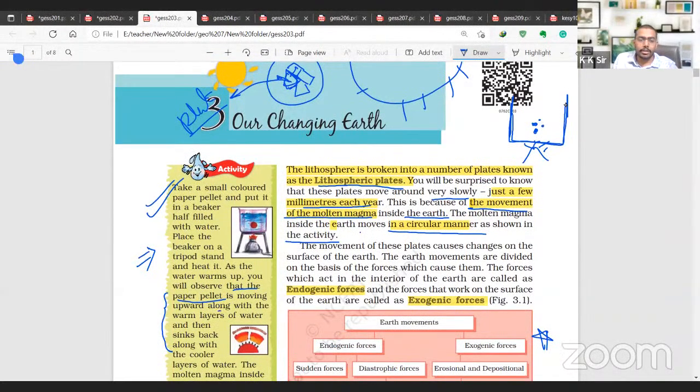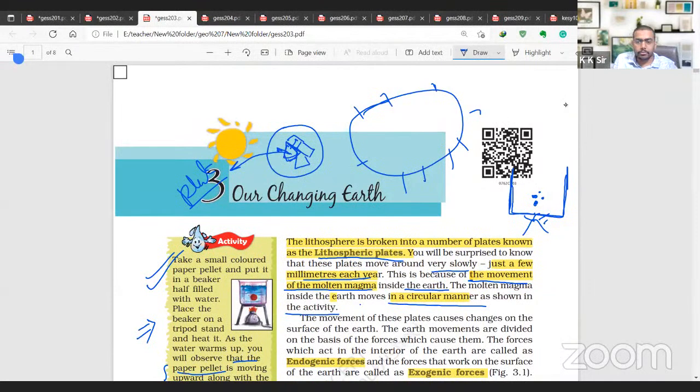Now you will see that they are moving upward along with the warm layers of water. As we know, if you heat something, it will rise up. So ये जो यहाँ का water है, it has become hot and it started rising up. So as this water rises up, the pellet will also rise up. Now this water will rise up and come to the surface. But on the surface, it will get colder, at least relative to the bottom. So with the water, the pellet will move down again and it will again heat up and again move up.